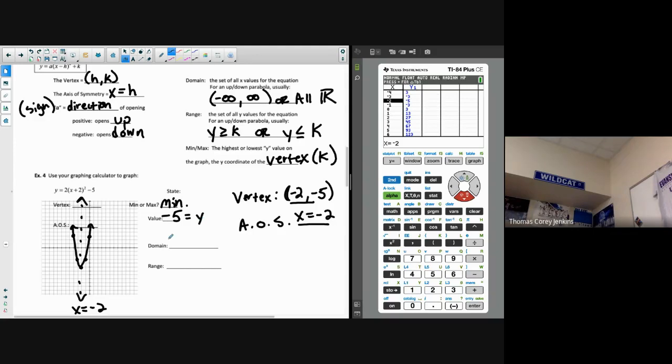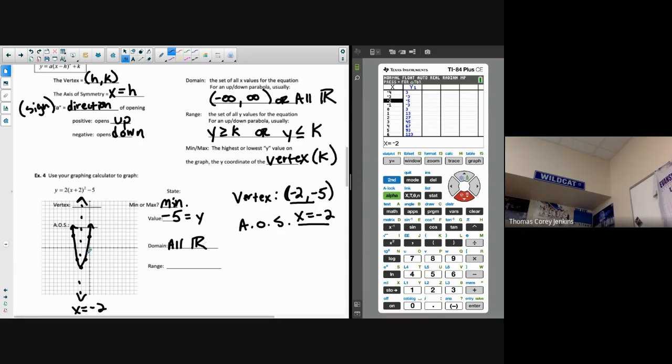Either way. My domain, that's pretty simple on these. It's always going to be all real numbers. On the notes, you can see some different forms. I put that also in interval notation, and I also put it as a compound inequality. So if you want to review any of those, that might be a good idea.